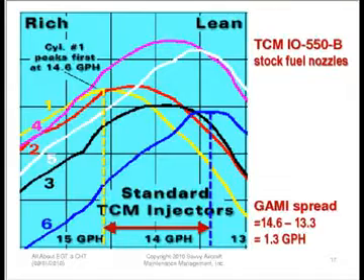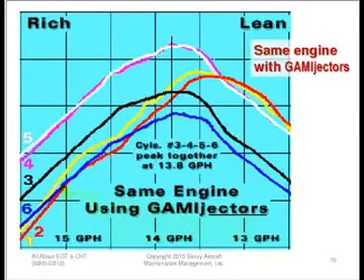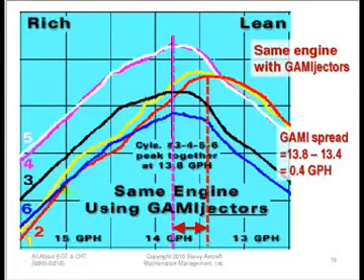Now we take this same engine and we put tuned injectors in it, and here are the curves. Now you can see that they're not perfect, but they're a whole lot better. In fact, now the leanest cylinders look like 4 and 5 are in a dead heat here. And in fact 3, 4, 5, and 6 are all in dead heats. And then these two cylinders, which are 1 and 2, are running a little bit richer, but the GAMI spread is only 0.4 gallons an hour, which is quite good.